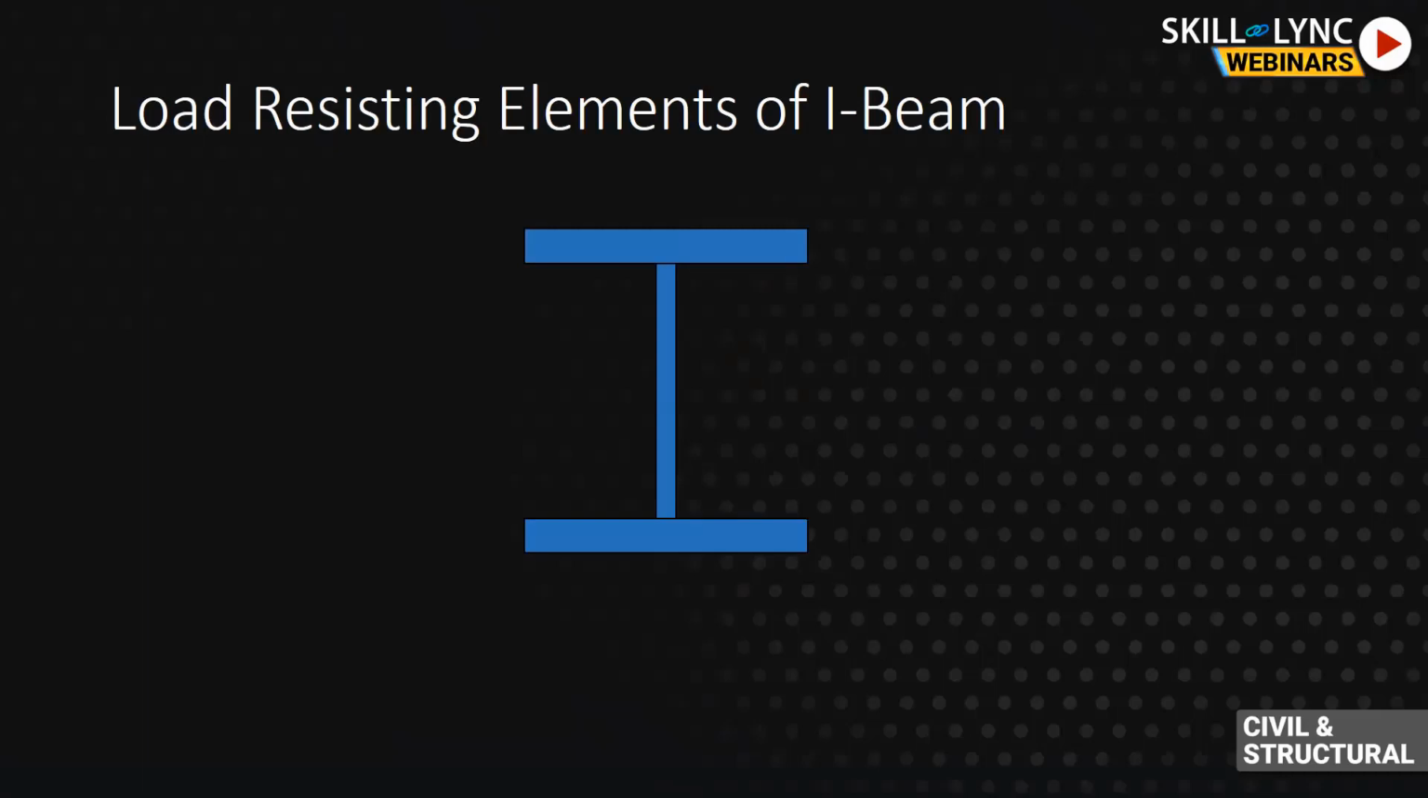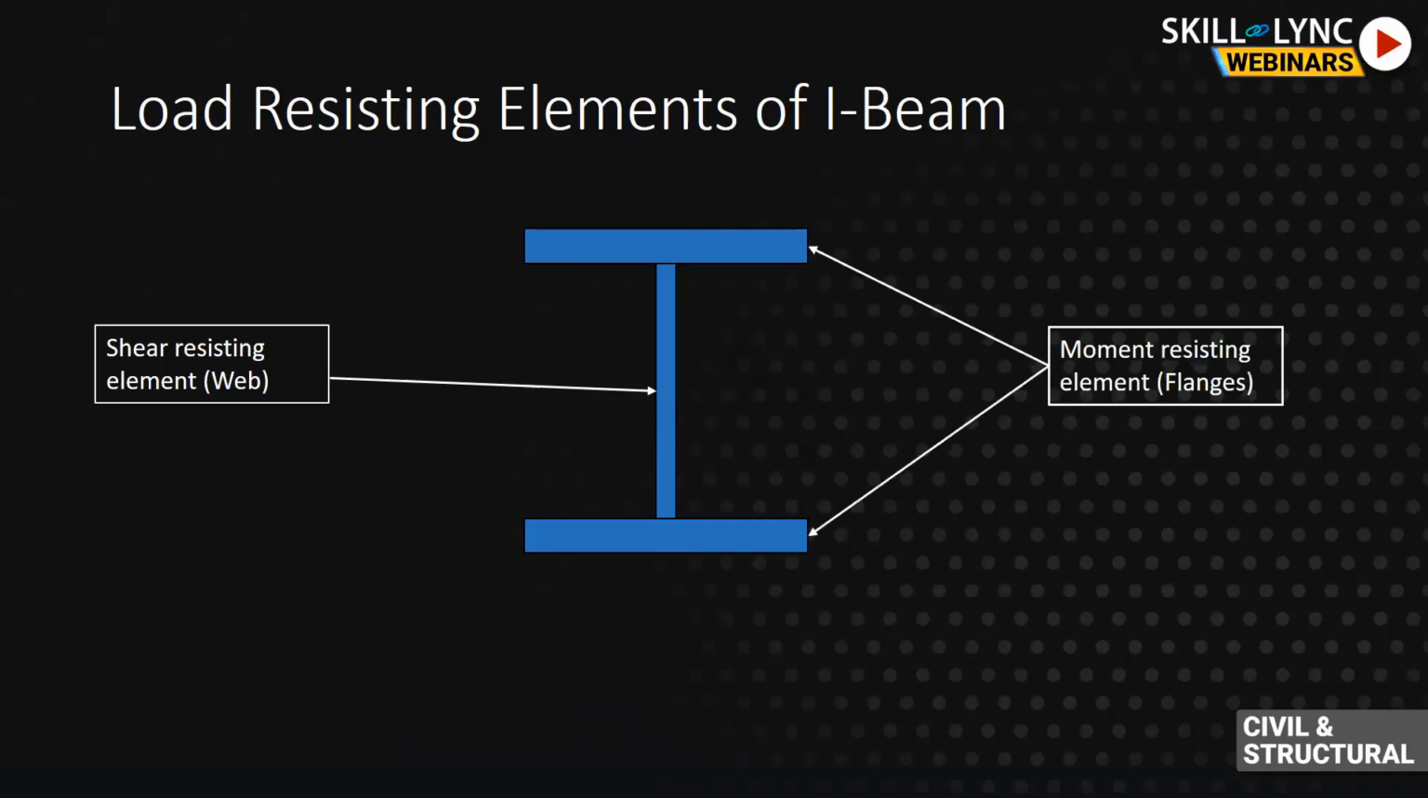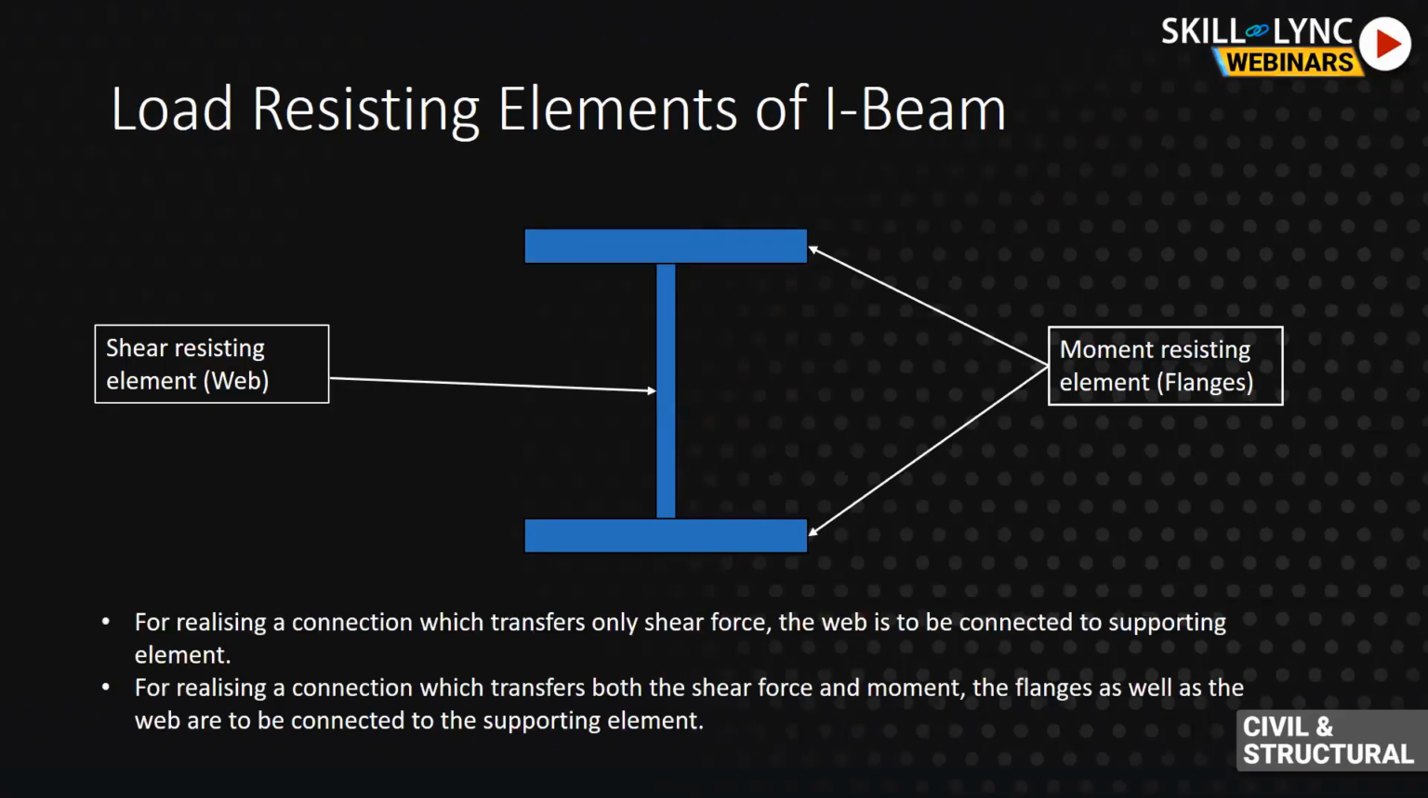Now let us look at the function of each component. The web is the primary shear resisting element in the I-beam. To resist the shear, it is the responsibility of the web in an I section. And the function of the flanges is to resist the moments. So in the I section, the shear resistance will always be obtained by the web, and the moment resistance will be obtained by the flanges. So when someone asks us to design a shear connection or to design a moment connection, the knowledge of the load resisting elements of any structural section will help us detail the connection.